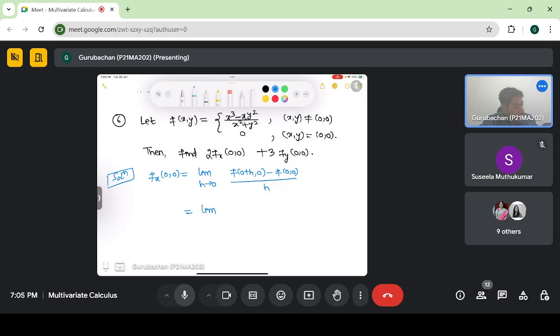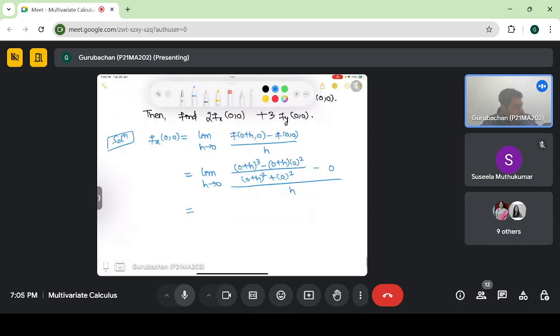So it will come out to limit h tends to 0, (0+h) cube minus (0+h) into 0 square, divided by (0+h) square plus 0 square, minus f(0,0), which is 0, divided by h. Limit h tending to 0, h cube divided by h square, and whole divided by h. So it comes out to be 1. I hope everybody is okay with these steps.